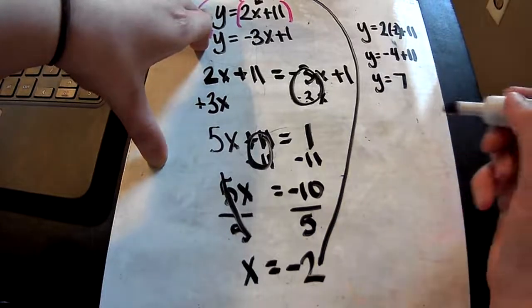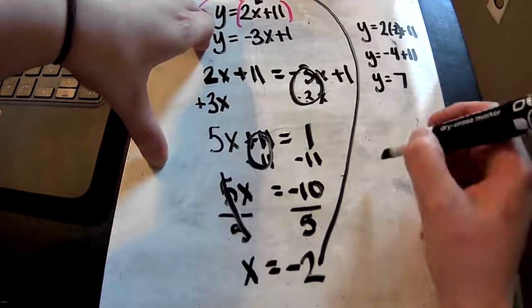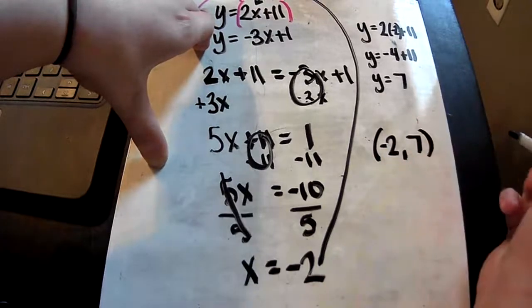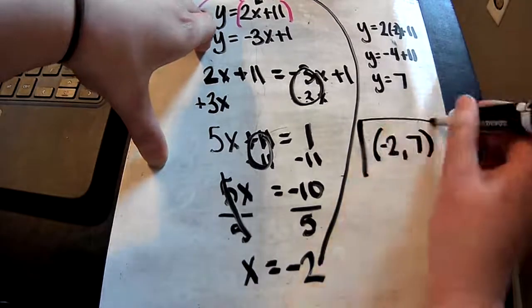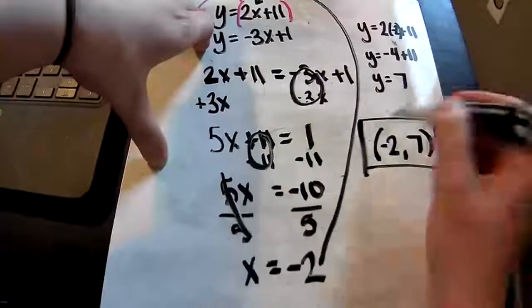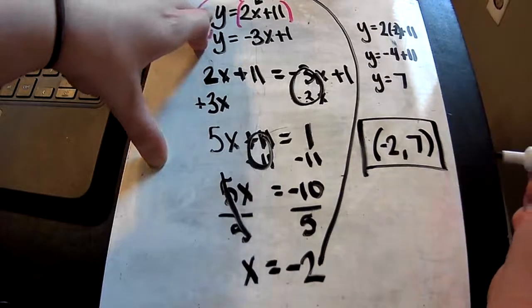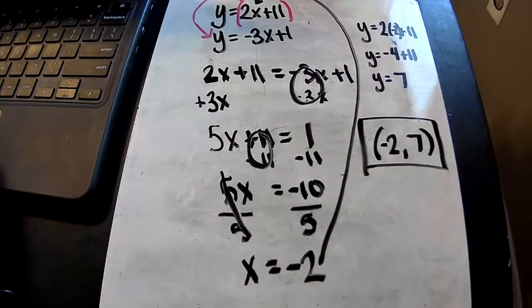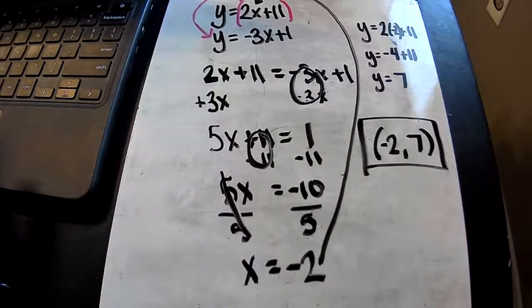So my solution, the point where these two lines cross each other, is the point negative 2, positive 7, right? And this is how you're going to give your answer. It's always going to be in the form of coordinates, just like when we were doing it on a graph. All right, hopefully this helped you with number 1. Go ahead and give number 2 a try because it's going to work the exact same way.